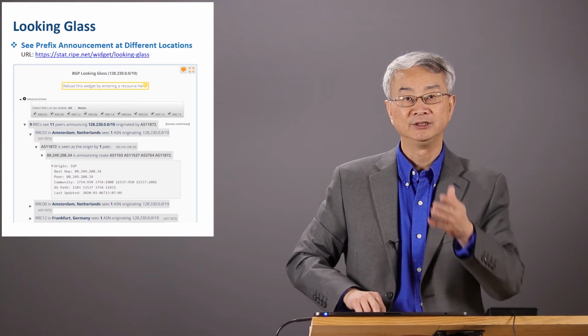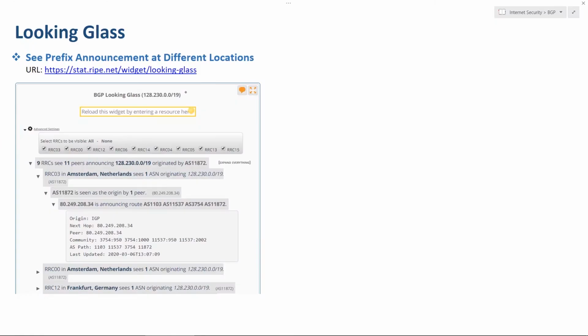For example, using this widget, I can find out who has observed this network prefix. I got these 9 engines. So these 9 different collectors have observed this IP prefix. If you click on this, for example, I click on Amsterdam, and I can find out the actual path is from 11872. That's the origin of this IP block, and it goes to this, and you go to here, and you see some of the more details.